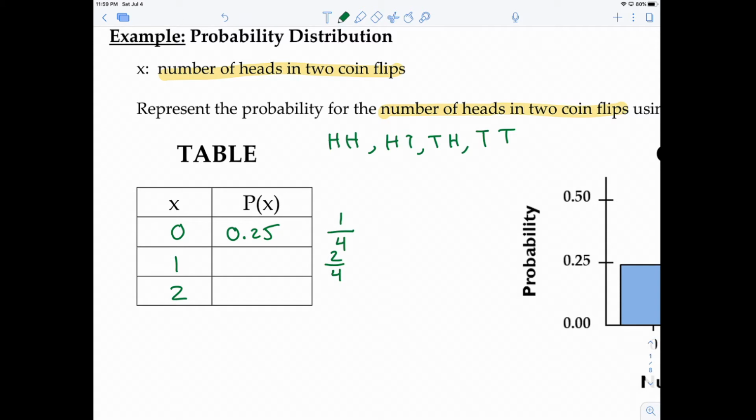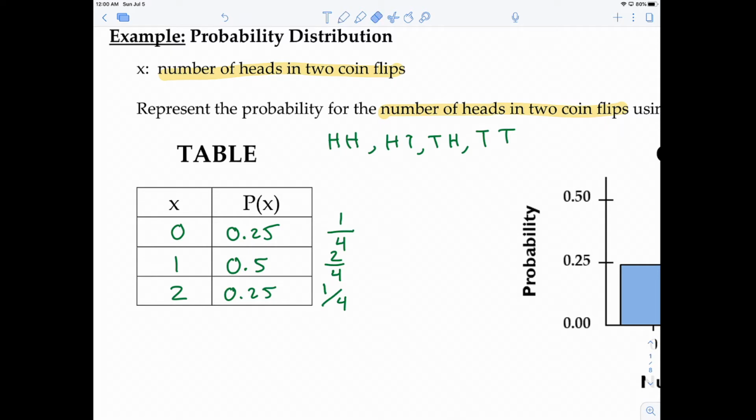So if we change that to a decimal, that's going to be 0.5. And then the last one, the probability that we get 2 heads. How many different ways can we get 2 heads? Well, that's only one way. That's if we get heads and heads, right? So that's going to be 1 over 4 possible outcomes, so that's 0.25 as a decimal.